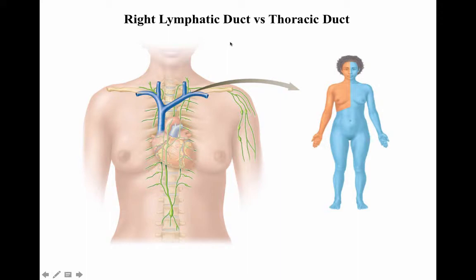The right lymphatic duct versus the thoracic duct. Seeing again here that the right side of the body has a much smaller amount of its lymph contents collected before it's dropped into the venous blood flow than the left side does.